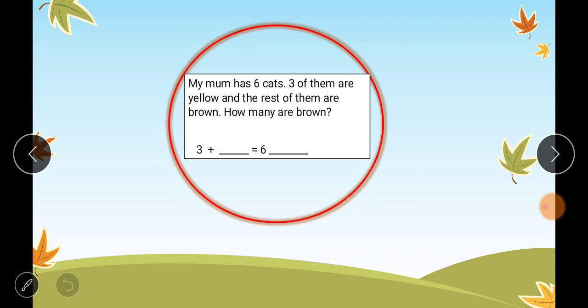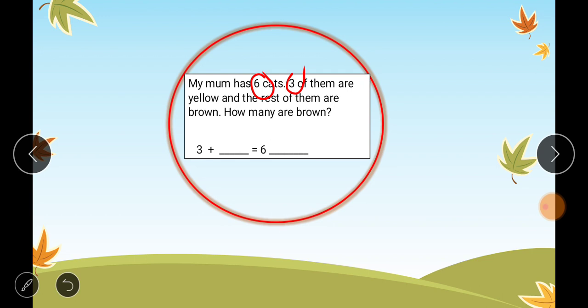My mom has 6 cats. 3 of them are yellow and the rest of them are brown. How many are brown? First, we have read, and now let's think. What am I supposed to do? Let's circle the numbers. 6 and 3.